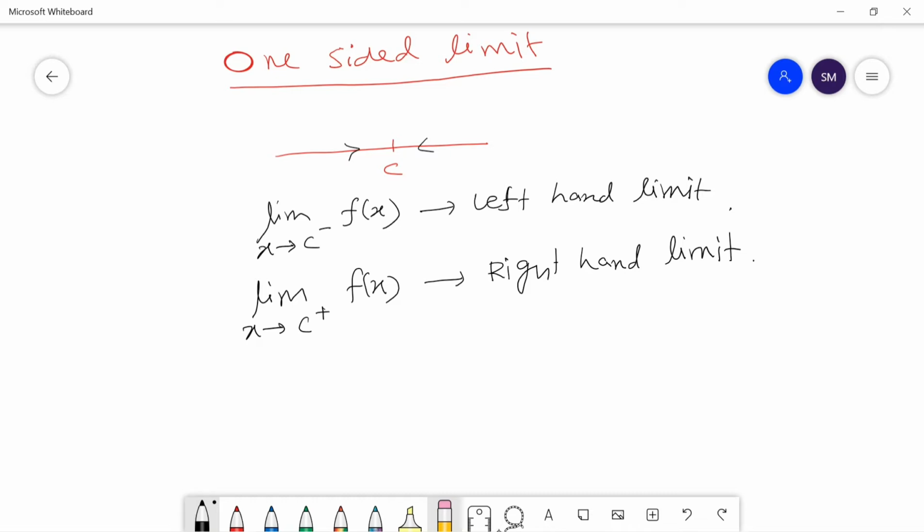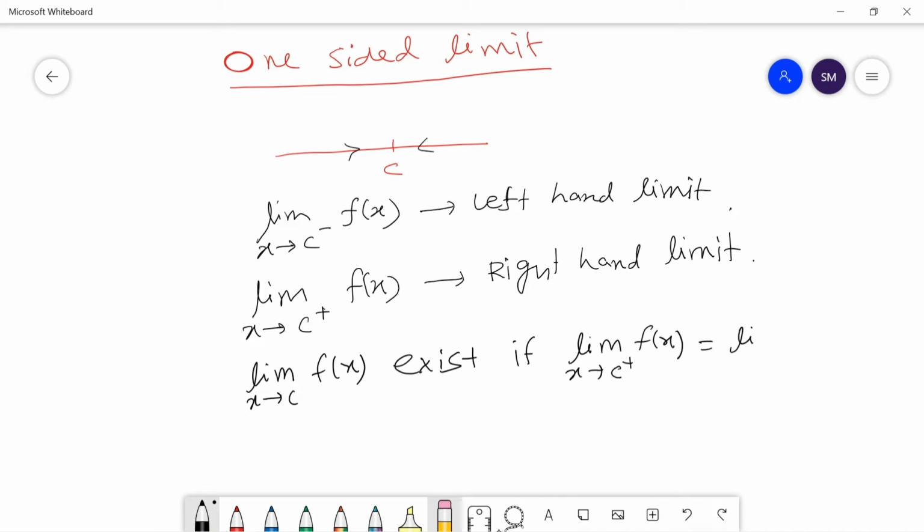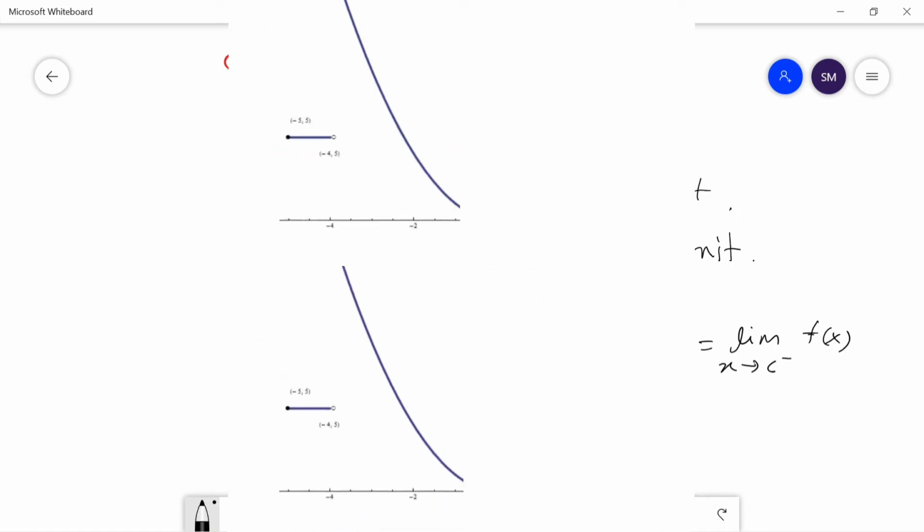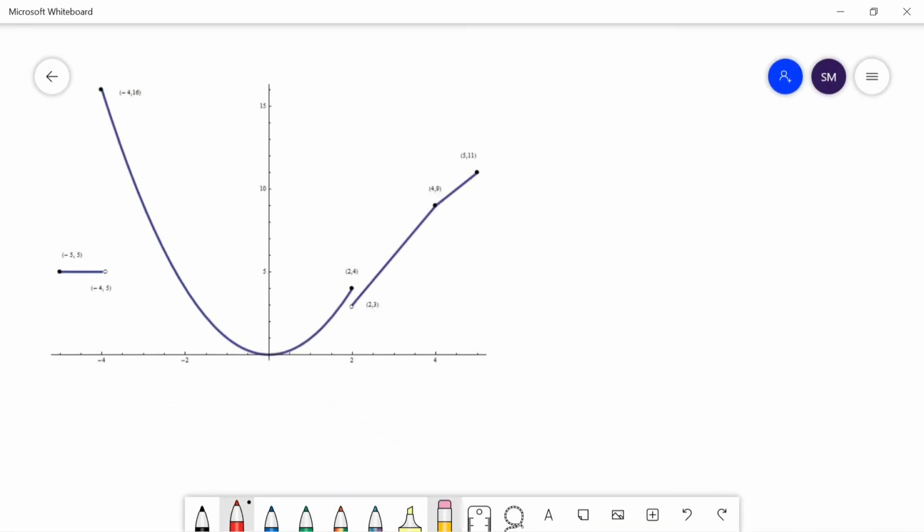We also say that the limit x tends to c f of x exists if limit x tends to c plus f of x is equal to limit x tends to c minus f of x. Now consider this graph to discuss the limit for the function.